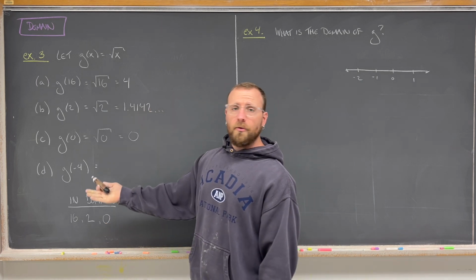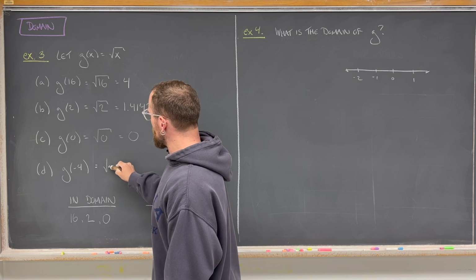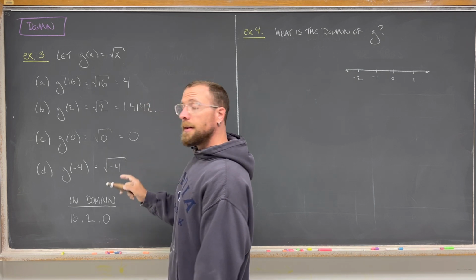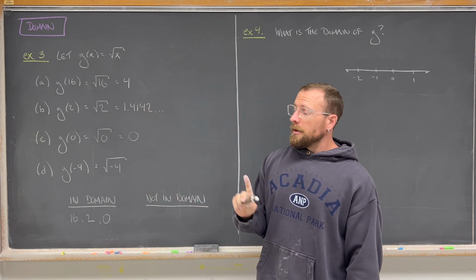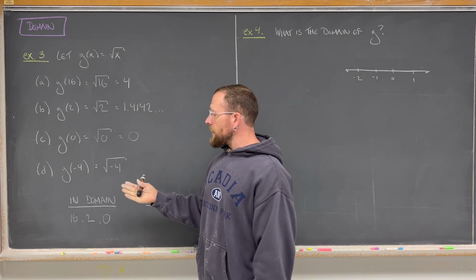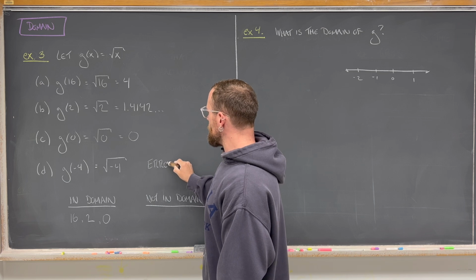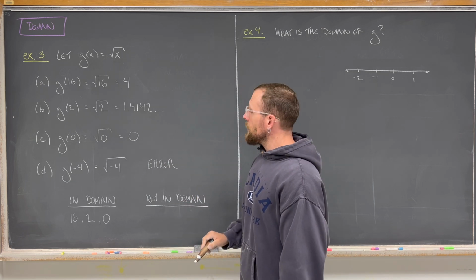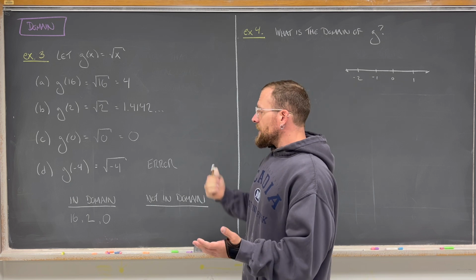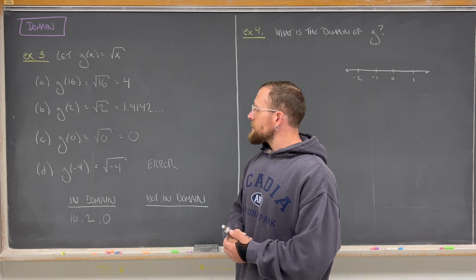What about g of negative 4? Well, g of negative 4 would be the square root of negative 4. And now we are hitting a problem. This program is now going to crash. If you entered this into a calculator, your screen would probably say error. Okay? You can't take the square root of negative numbers.